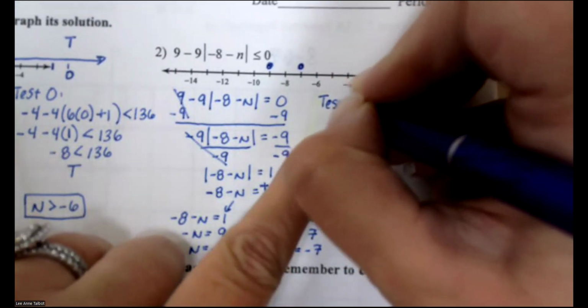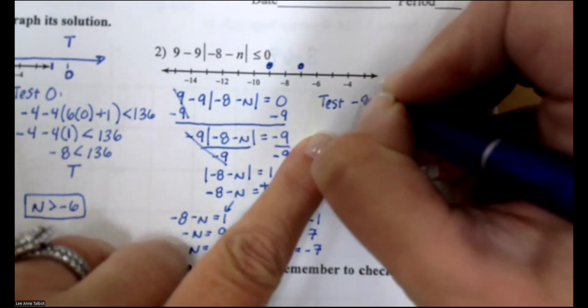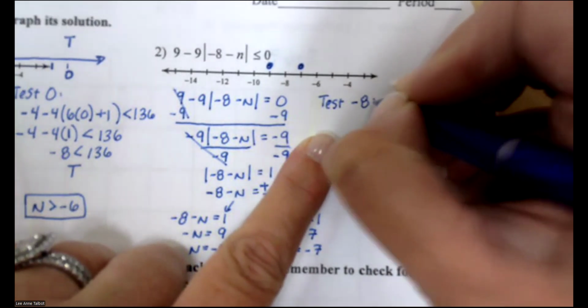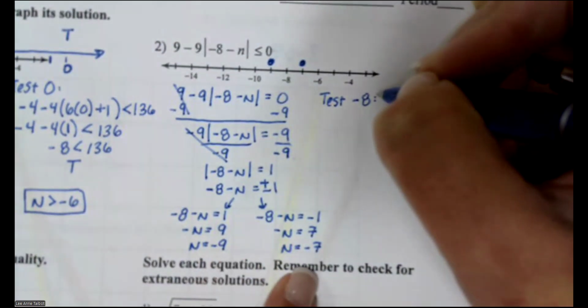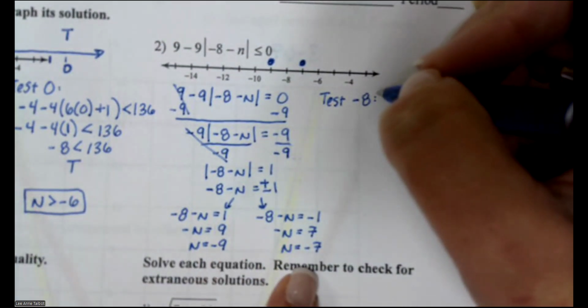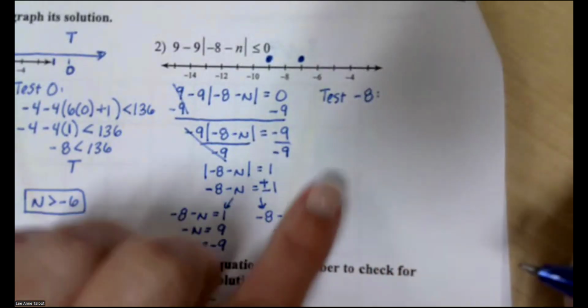-8. Yeah. Now you can plug in anything you like except -9 and -7. Those answers are taken. But -8 is the best one.